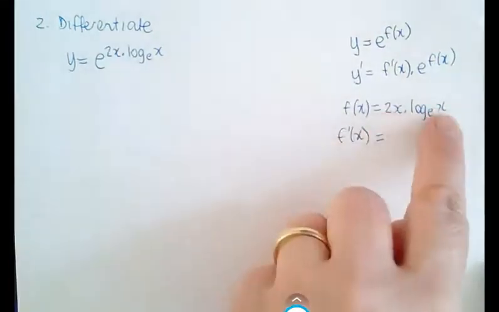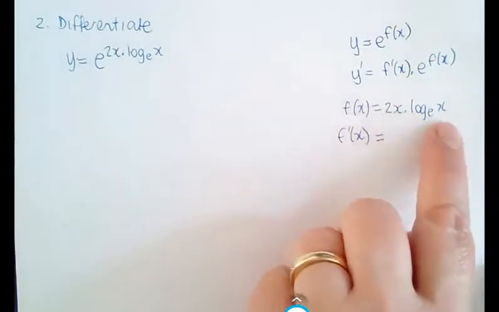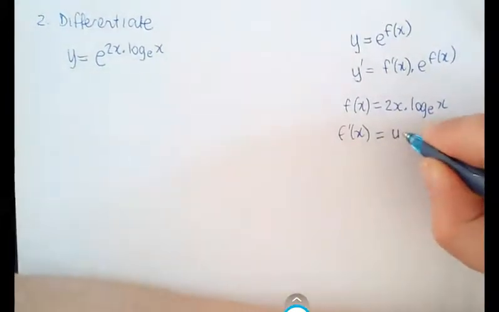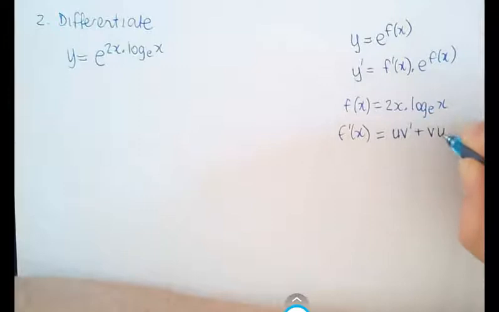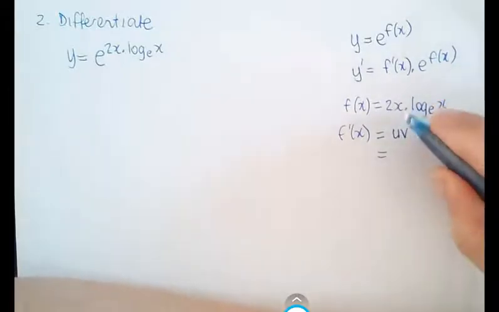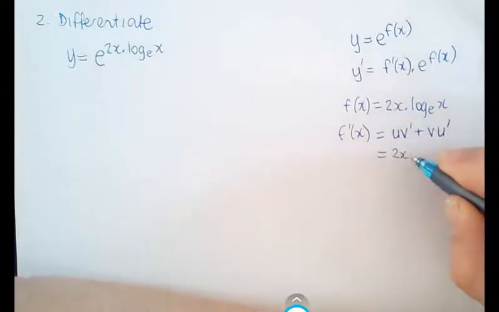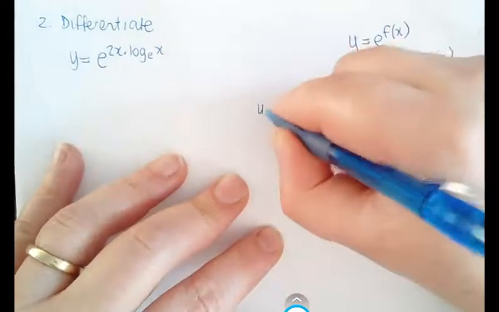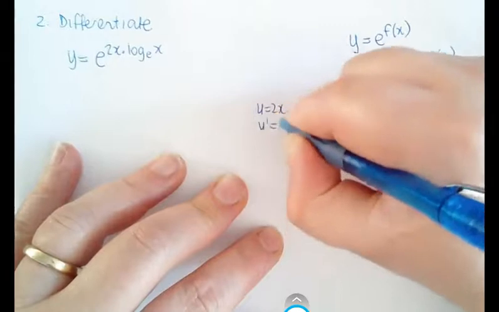Now this, you've got two functions in x here, so you have to use the product rule. So I've got u times v dash plus v times u dash. Now your u is 2x. So you might want to have some extra room. Your u is 2x. Your u dash is 2.